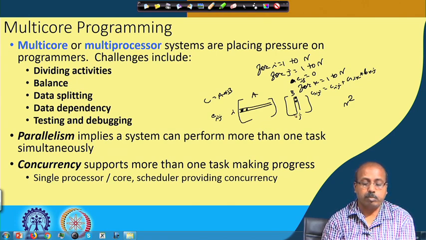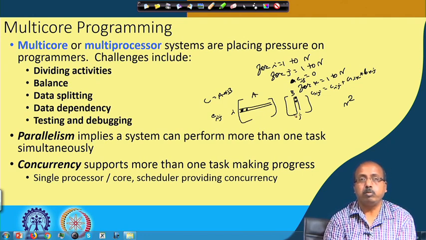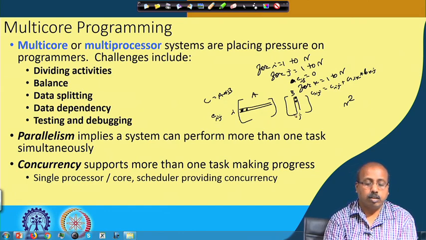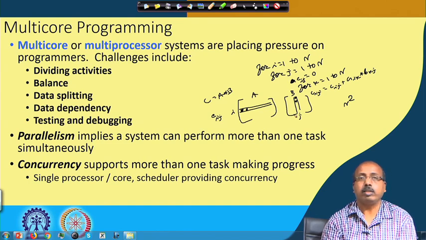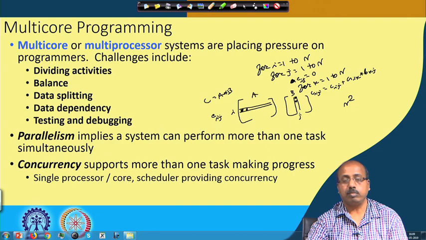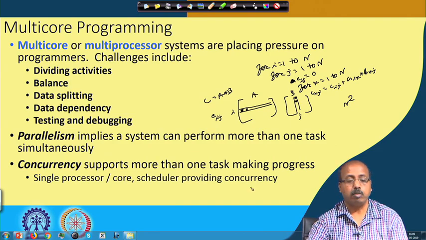It may be a single processor or core, in which case the scheduler provides concurrency, because the scheduler puts one job on for some time, then takes it off and puts the second job on for some time. So concurrency is provided by means of the scheduler, whereas if you have multiple processors or a multi-core system, then parallelism and concurrency are automatically ensured once you have distributed tasks among the cores. So this way multi-core programming becomes a challenge, and many of the programming environments that we have now support multi-core programming as a special feature.